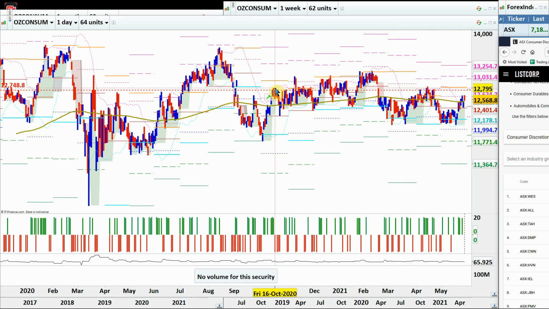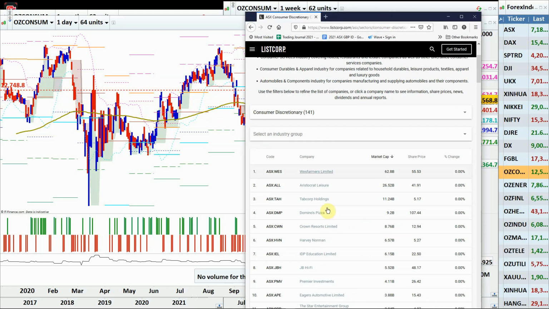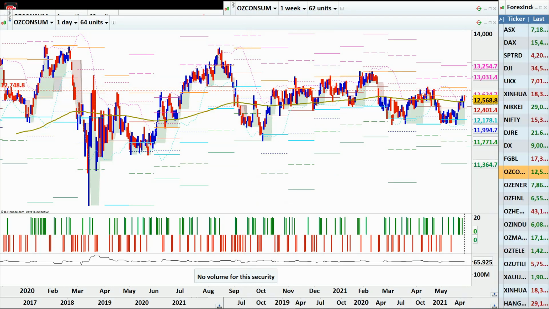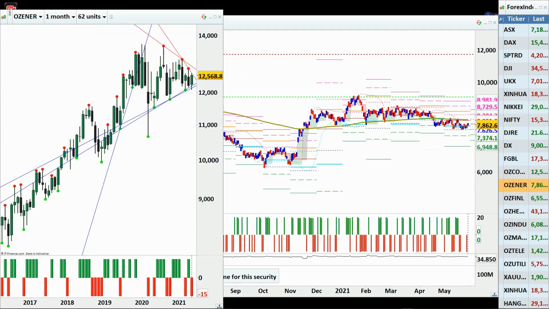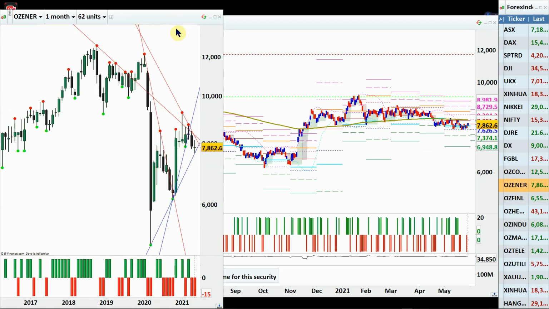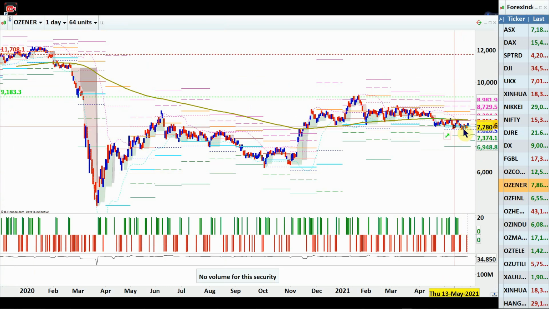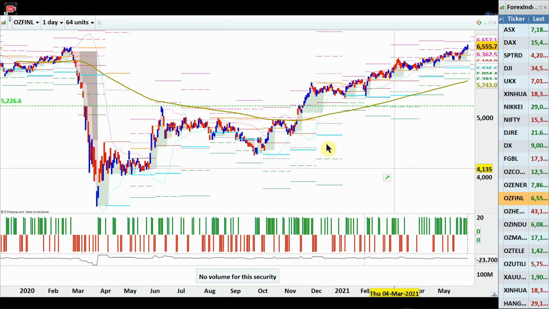So if this entire sector is in a range, then forget about going to ListCorp and trying to find the best one. It does not make any sense because the entire sector is ranging, so there is no prospect in this sector. In that case, we will go to another one, which is energy probably, and see what energy is doing. Energy is also a little bit down, and then go to financials. This is the one we will be trading with.